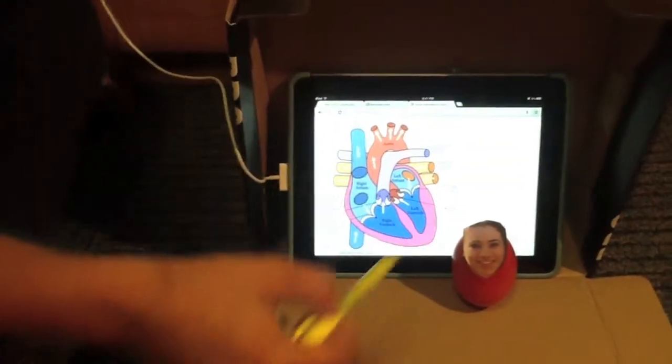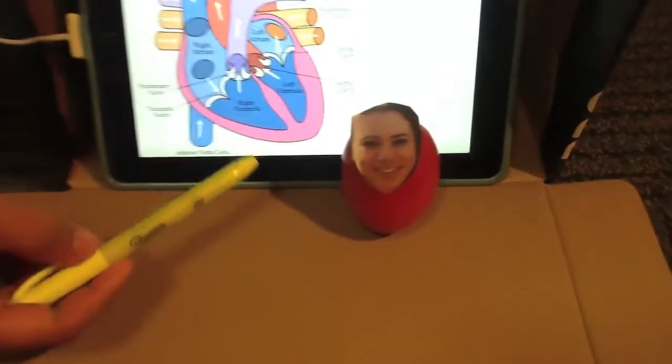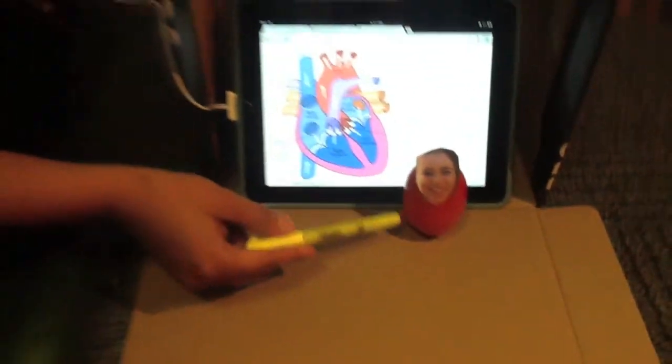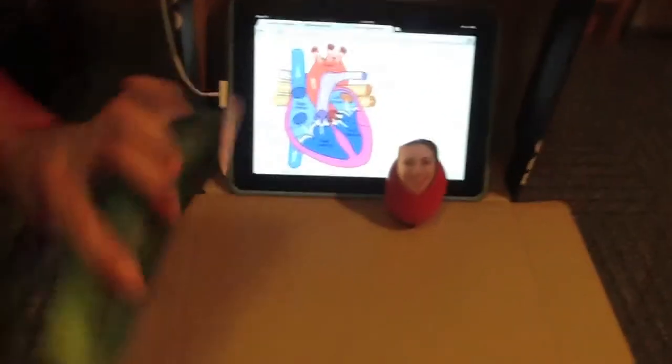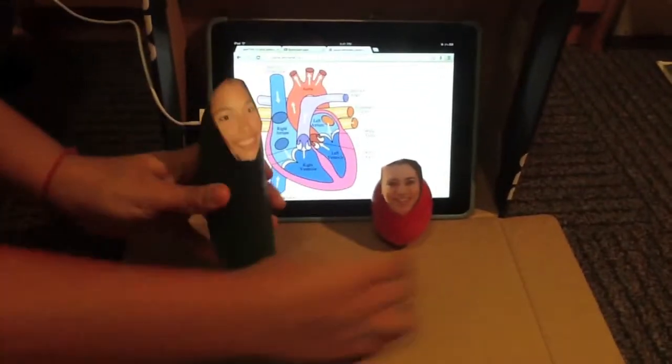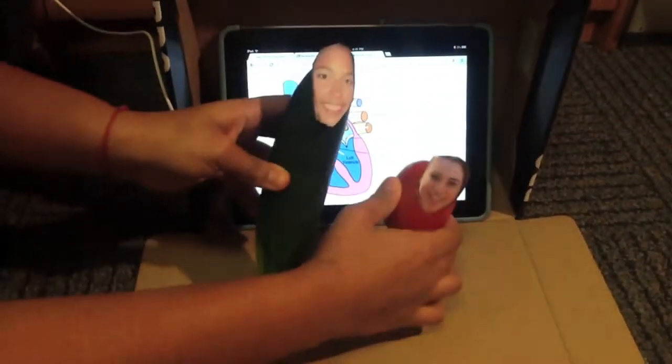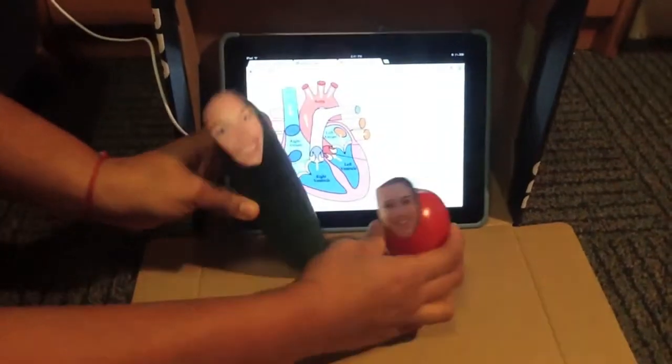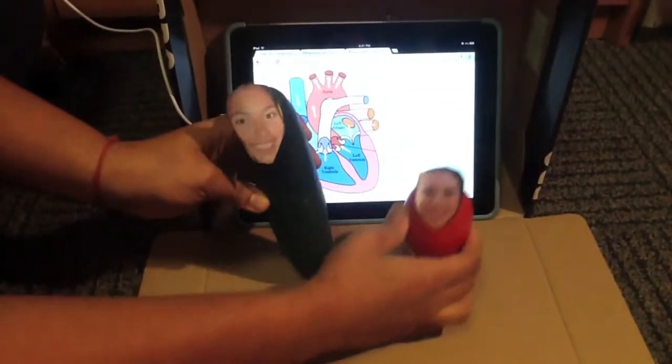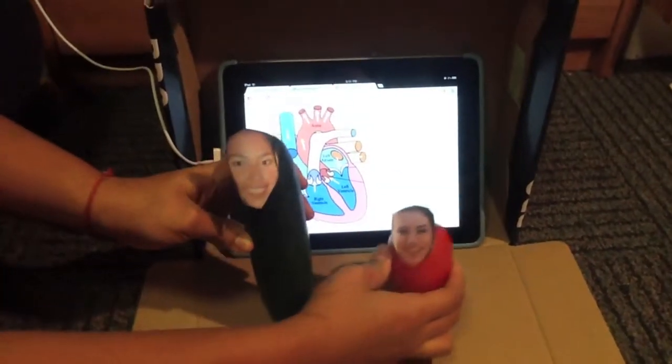Have we got a show for you? Blood flow, oxygen, cardiac muscle, capillaries, pulmonary circulation, cellular respiration, tricuspid valve, aorta.